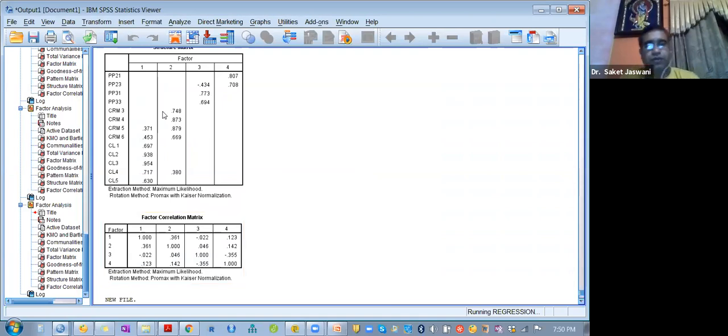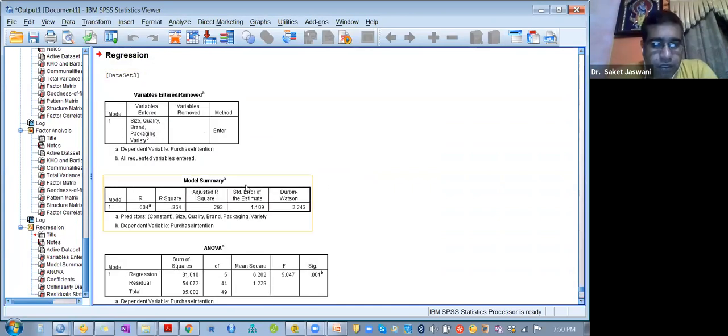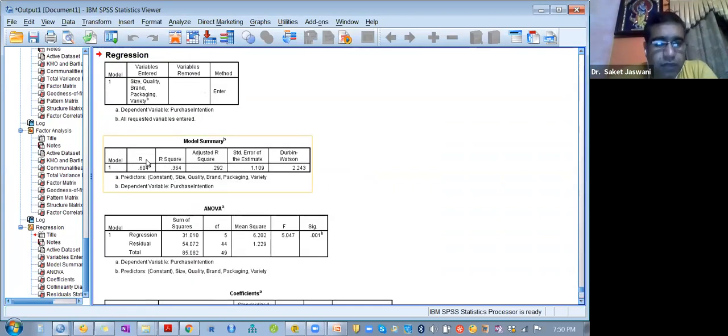You will get the results in the output box. So the first important table here is the model summary. In the model summary, the first value is R. This R is the correlation coefficient. See, the predictors are these 5 and the dependent variable was purchase intention.